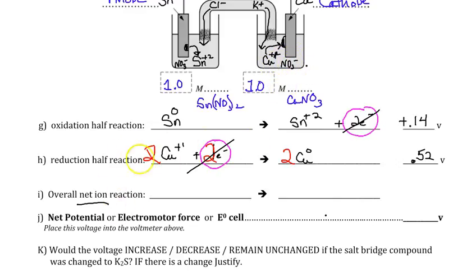So now I just put these together. Tin 0 is on one side, so Sn 0, plus copper +1. I don't put the electrons in because they're canceled. And then I have tin +2, nice place to go in the summer, tin +2, and then I have plus copper 0.